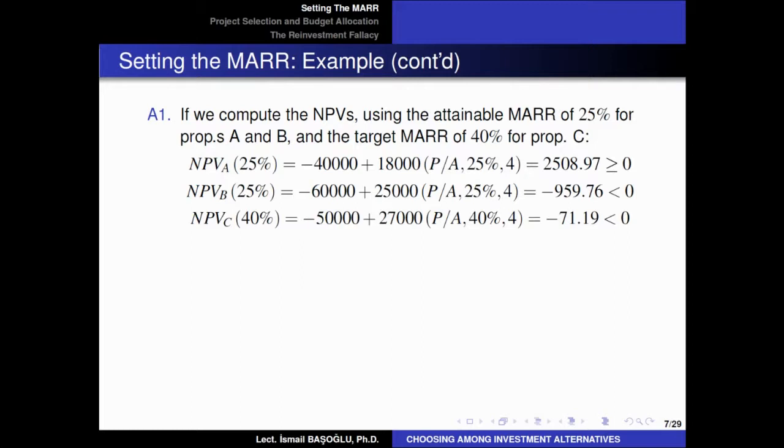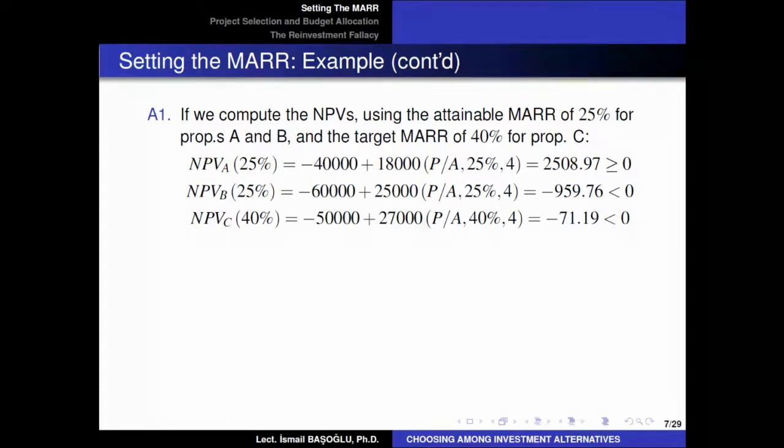Now we can do the same for project B, and we can evaluate its net present value under 25% attainable minimum attractive rate of return. And that is going to be the initial investment amount minus $60,000 plus $25,000 times the uniform series present worth factor, P over A. And that is going to be negative, approximately minus $1,000. And it seems project B is not economically justifiable.